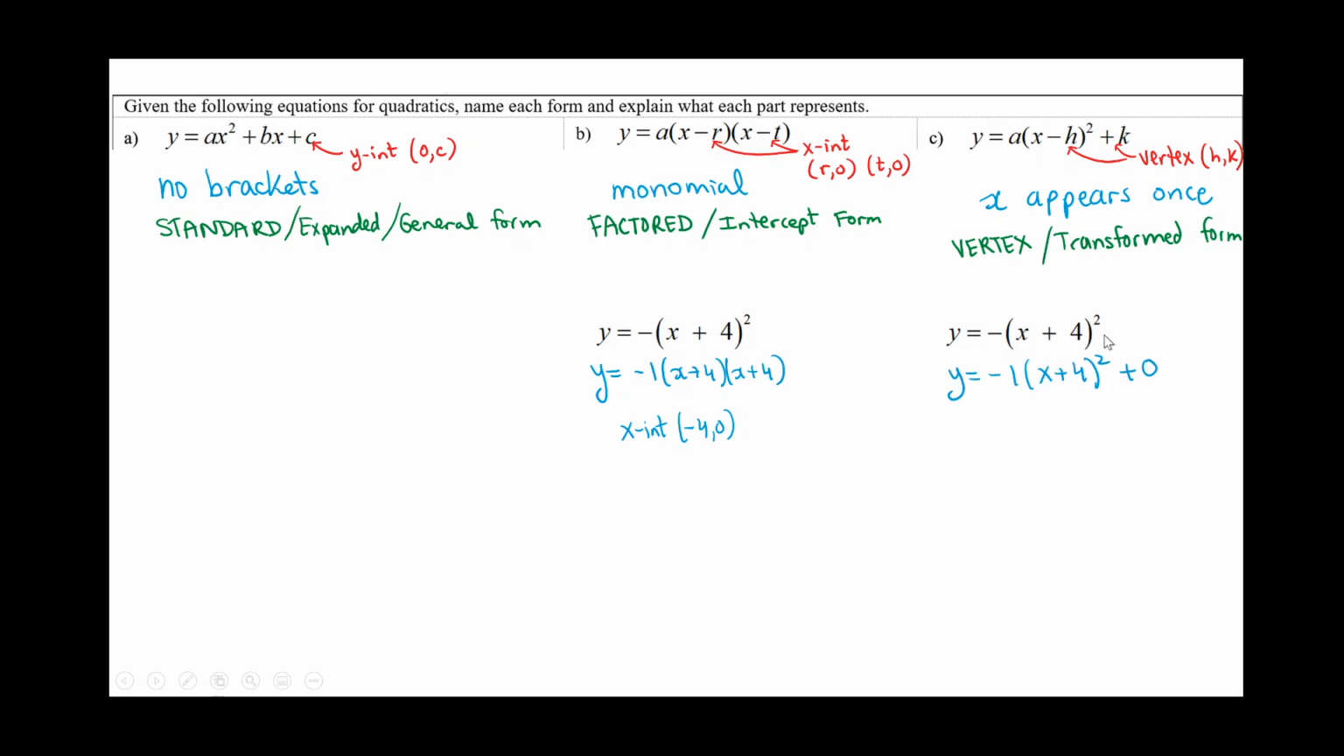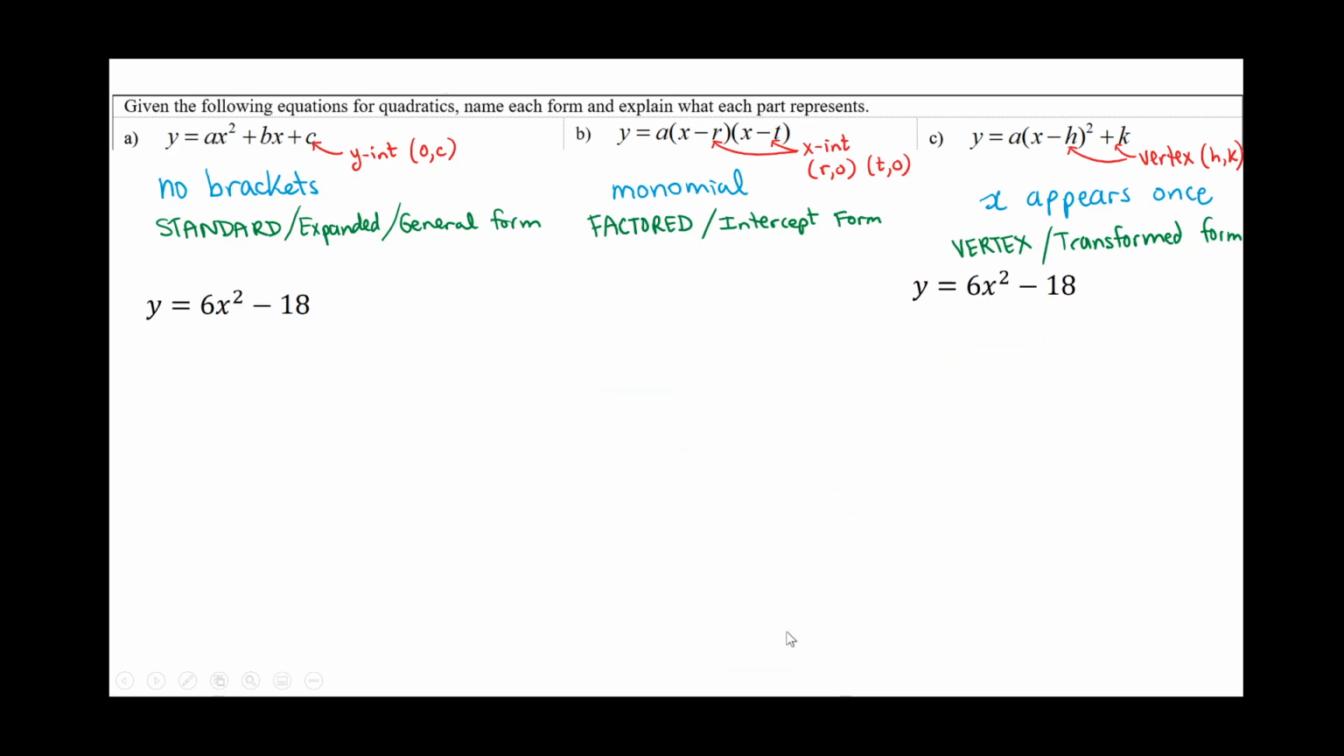In this situation, you could say there's a +0 at the end because it doesn't change it. And so now it matches that format exactly. And so you could say the vertex is going to be -4, 0. And when you have 2 forms coinciding, then the x-intercept here and the vertex would actually coincide together. So if you were to sketch this, we know we're going to have x-intercept at -4, and this thing will open down from there.